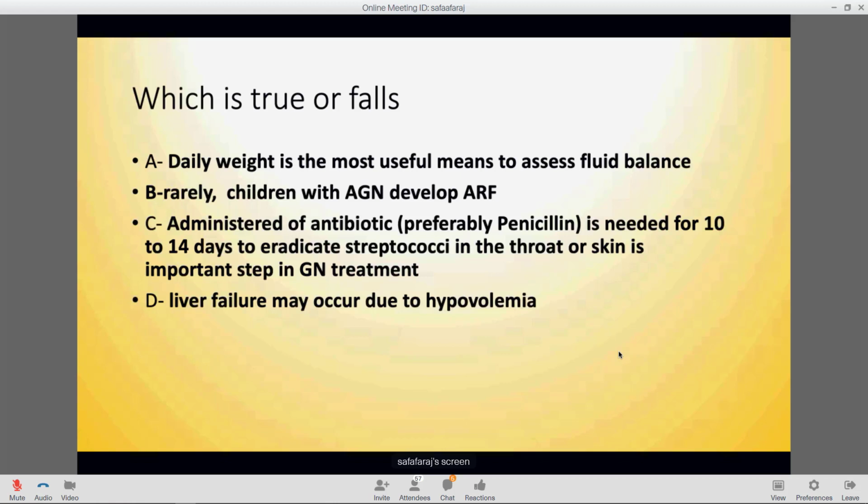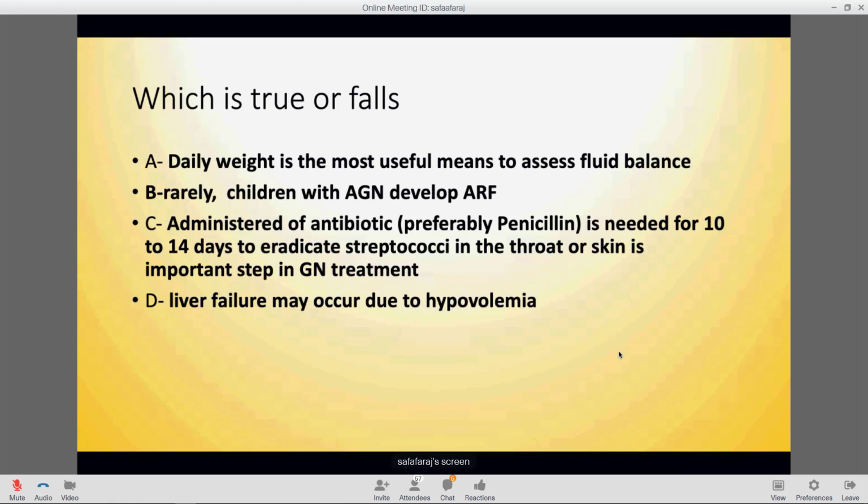B. Rarely, children with acute glomerulonephritis develop acute renal failure. True. C. Administration of antibiotic, preferably penicillin, is needed for 7 to 40 days to eradicate streptococci in the throat or skin, an important step in glomerulonephritis treatment. Doctor, false. 7 to 10 days is enough to eradicate. 7 to 10. Excellent.